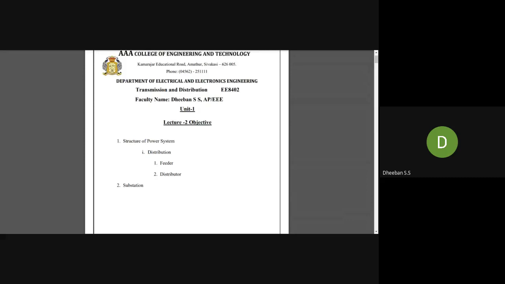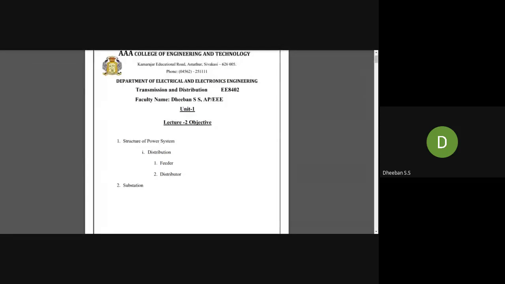In the last class we saw the transmission part, which has two different things: primary transmission, followed by secondary transmission. We also covered overhead transmission and underground transmission. So in today's lecture, we will be dealing with this agenda.